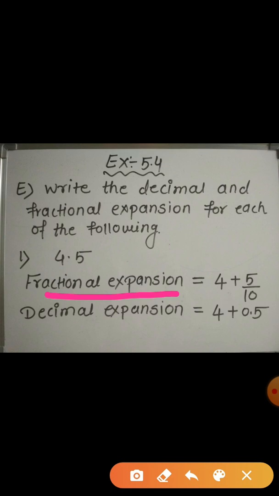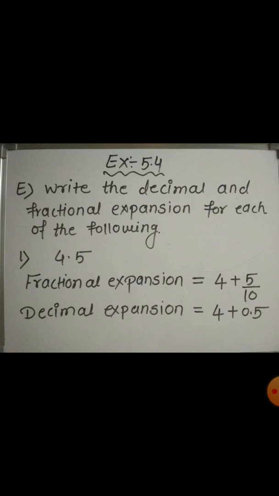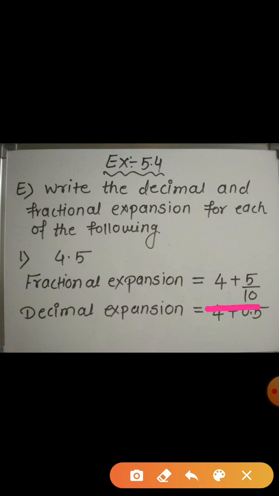Now look at the digits given in the number. The first digit is 4, which comes at the ones place. It's 4 ones, and 4 ones we can write as 4. Plus, the digit after the decimal point is 5. It's 5 tenth, and 5 tenth we can write as 5 upon 10 in the fraction form. Hence, 4 plus 5 upon 10 is called the fractional expansion.